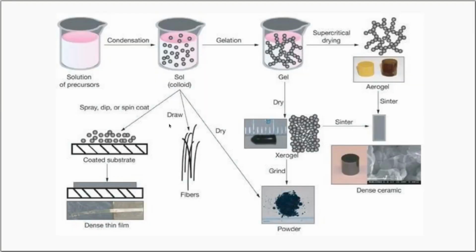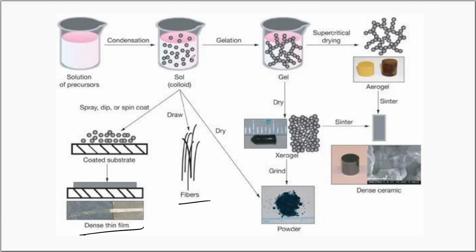In this diagram, the sol gel method is explained. We have a solution of precursors. On condensation it gives rise to a colloidal form of the solution, and this can also be used to produce the powder, that is the nanoparticles, and the sol can be sprayed on a substrate to obtain thin films. So thin films also can be produced using the sol gel method. One can also draw fibers from the sol.